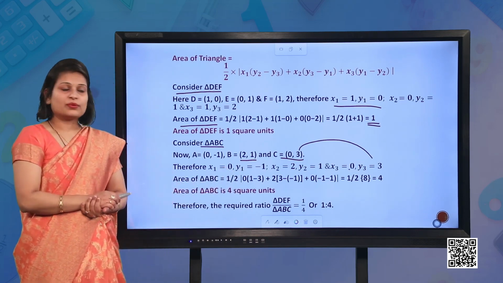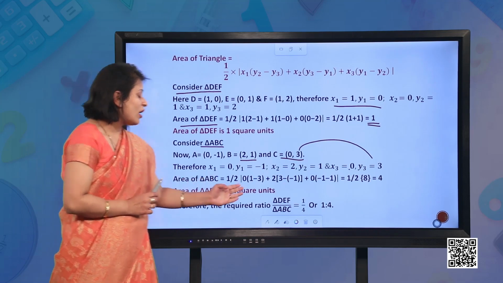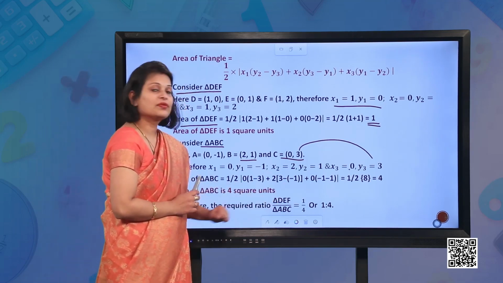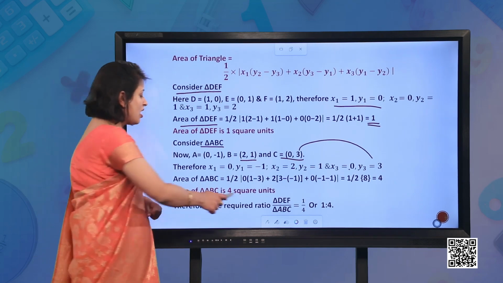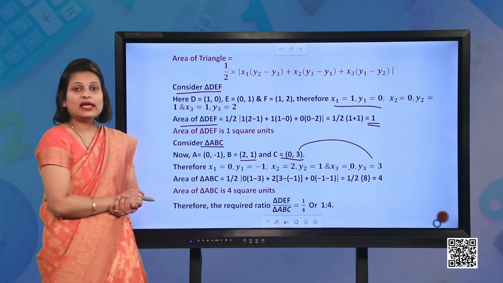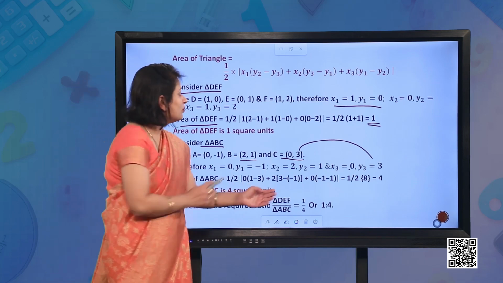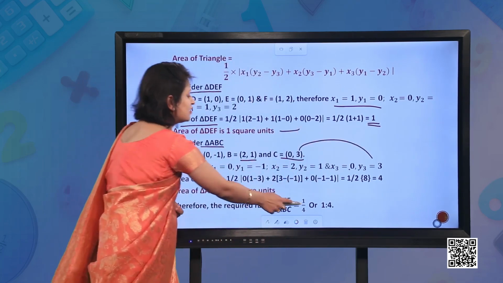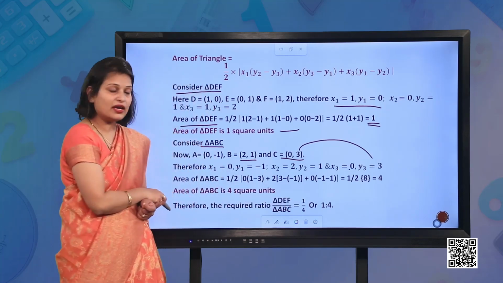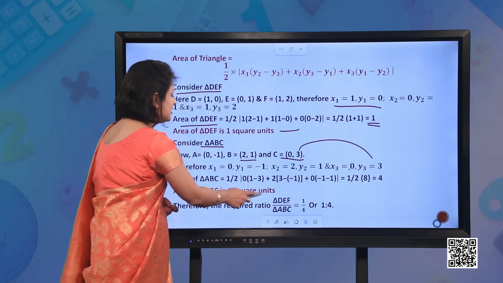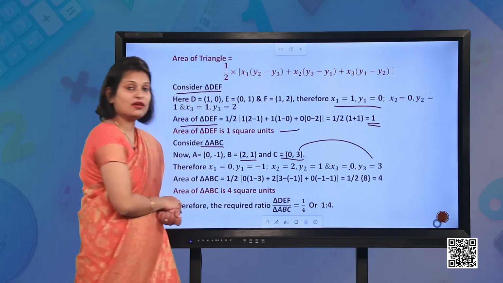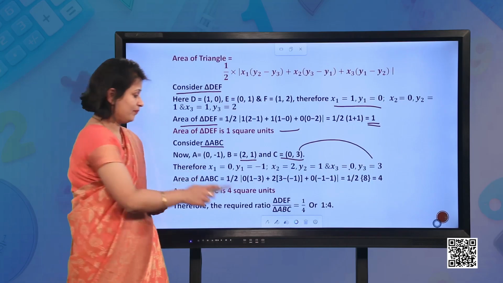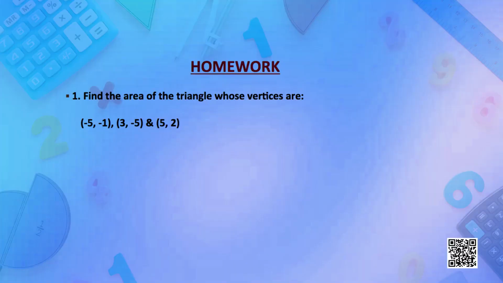Now you need to calculate the ratio. So, the required ratio is the area of triangle DEF upon the area of triangle ABC. You have got the area of triangle DEF as 1 square unit. So simply substitute 1 here, and the area of triangle ABC is 4 square units. So write 4 here. So the ratio will become 1:4.